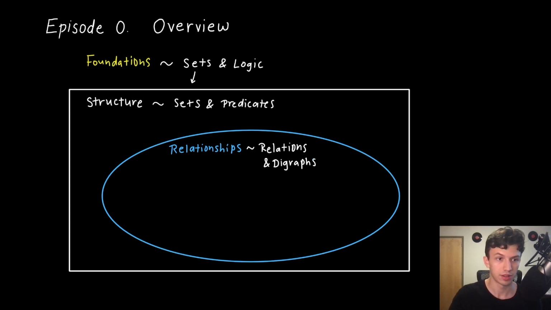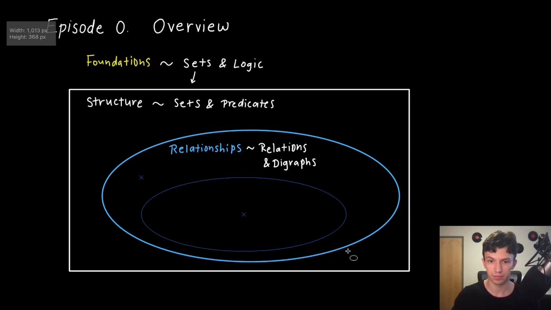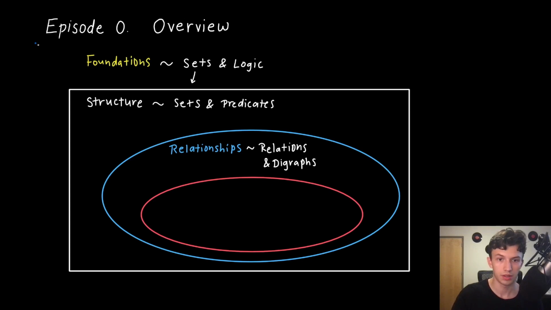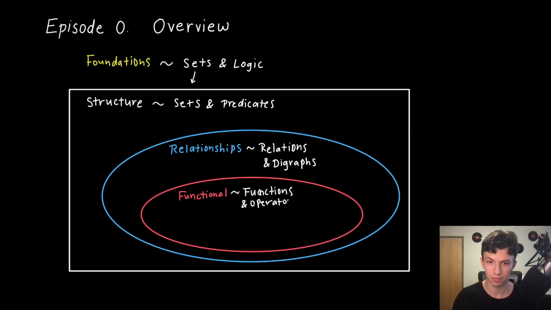And then we're going to have another subset. Let's draw this right here. Another subset of that is going to be functional structure. Functional relationships. So functional. Okay. And functional relationships include functions. Okay, see how, obviously, functions and operators. Okay. So operators and operations, that's another type of functional structure.